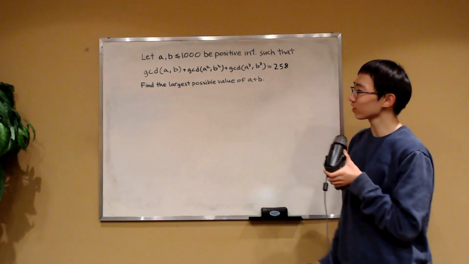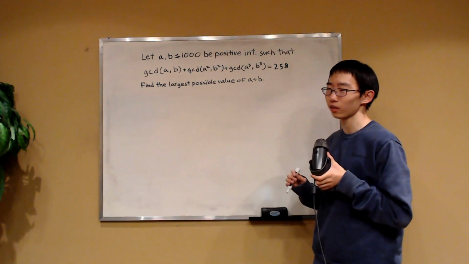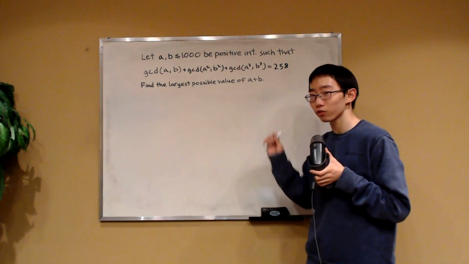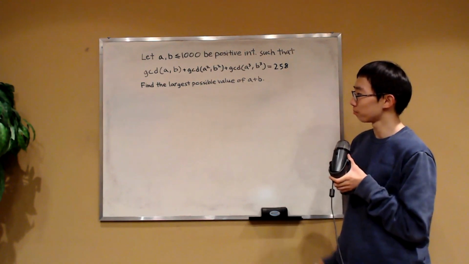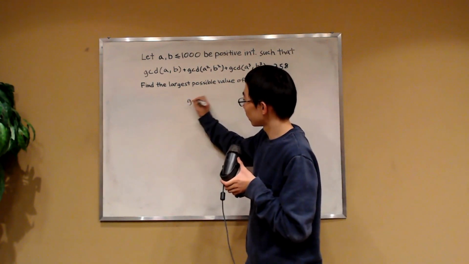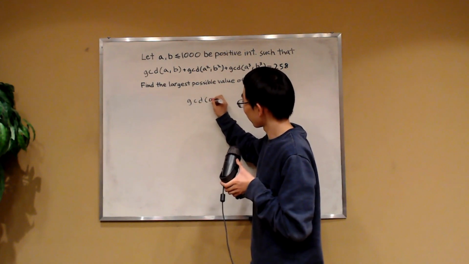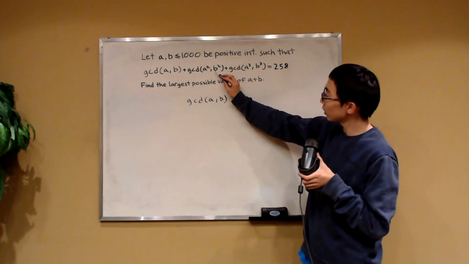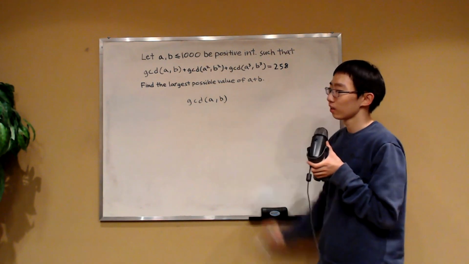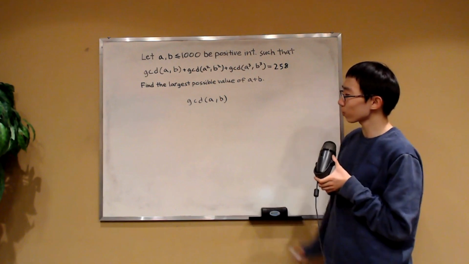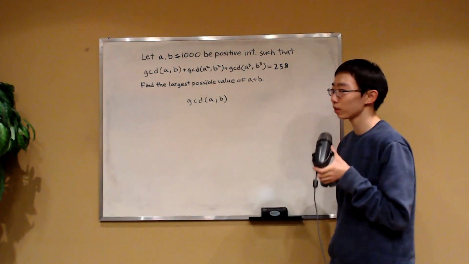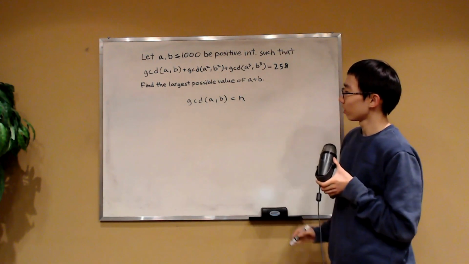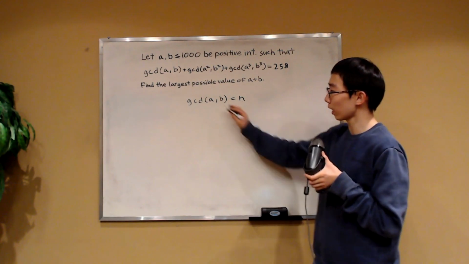Firstly, it's not really easy to analyze a and b on their own, right? I mean, it's not really immediately obvious what a and b themselves should be. However, maybe we can try analyzing the GCD of a and b as a whole, right? And can we somehow connect these two terms to this? Well, if we don't know what the greatest common divisor of a and b should be, then we'll just call it n, okay? Now, if this is so, then how can we write a and b?